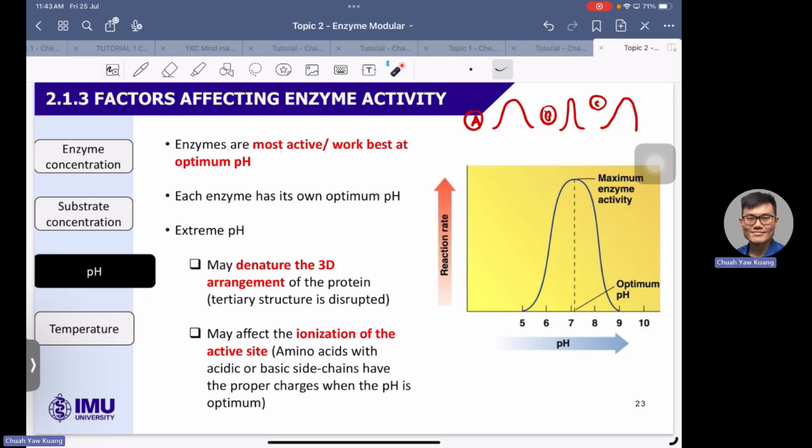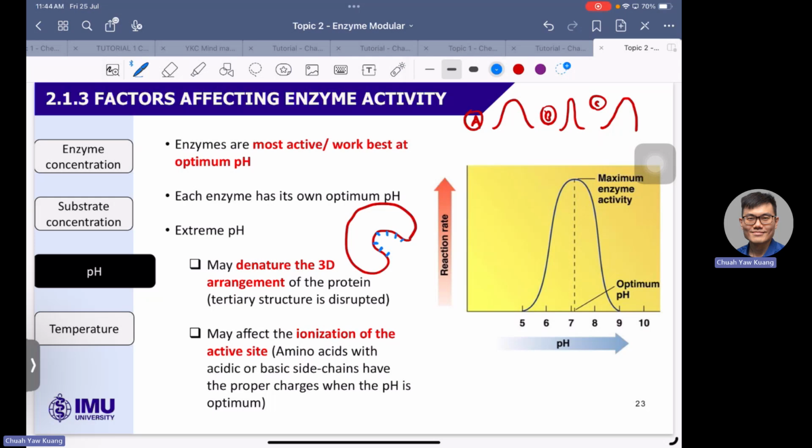So another thing. Besides that, changes in the pH will also affect the ionization of the active site. What does it mean by ionization of the active site? Well, just now we mentioned an enzyme is a globular structure like this, right? At the active site, their R groups, their side chains, will be all exposed like this, waiting to form the bonding with the substrate.